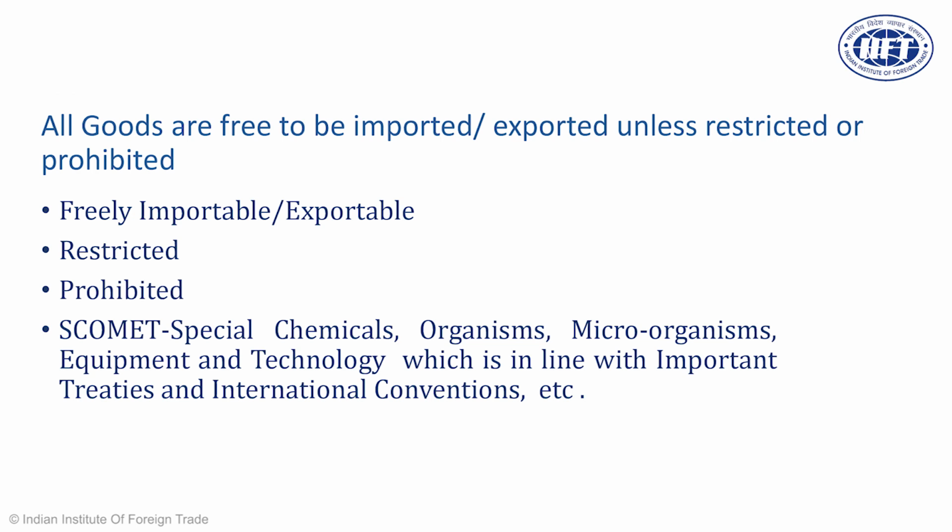There is a slight difference between restricted and prohibited. Restricted items are those for which import and export can be done, but only with the help of an authorization which is required to be taken from the DGFT. Prohibited items are completely prohibited for export and import, and they cannot be imported and exported by the process of taking authorization. Then we have already talked about the SCOMET items. These items are again important because we have to follow certain international treaties and conventions, for which special provisions for export have been framed.